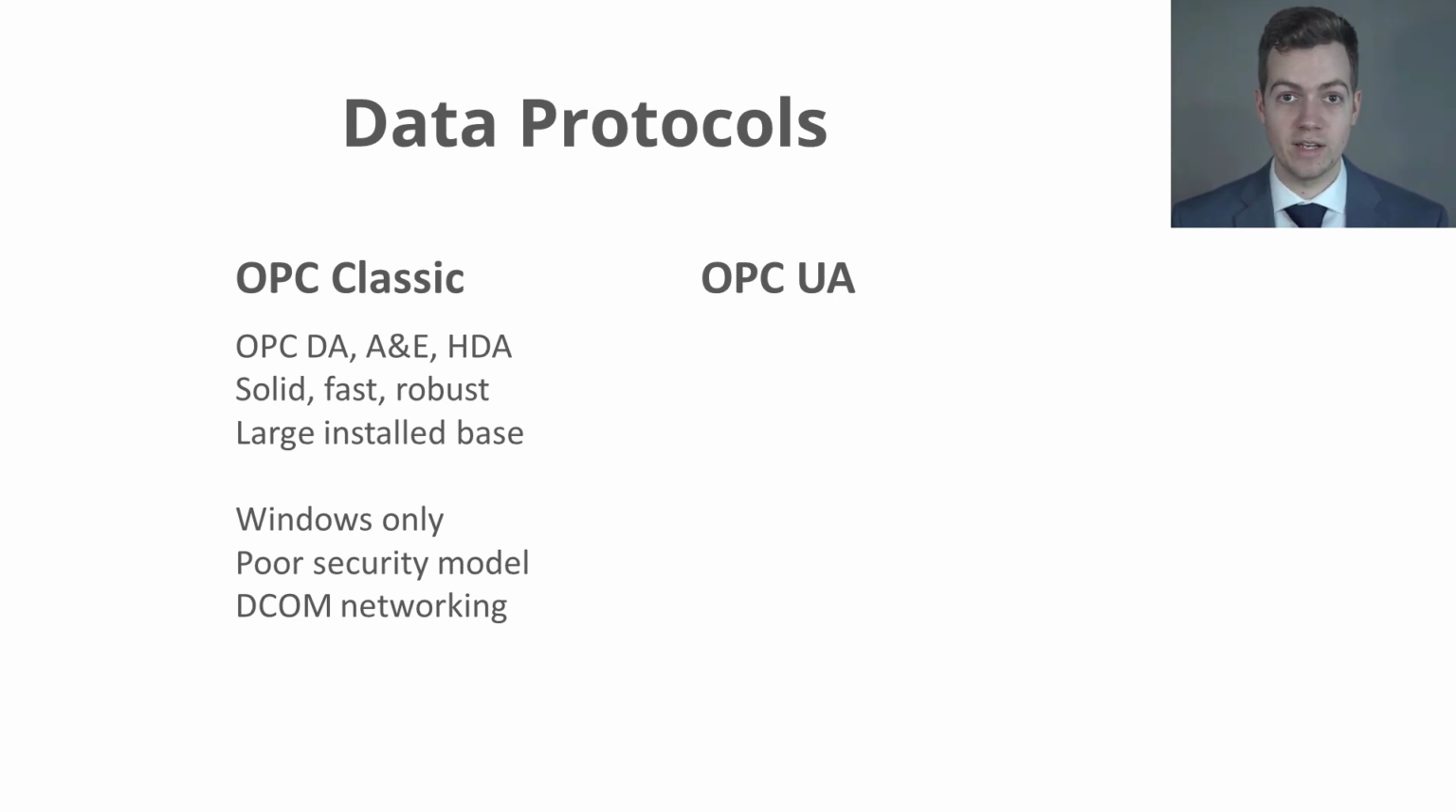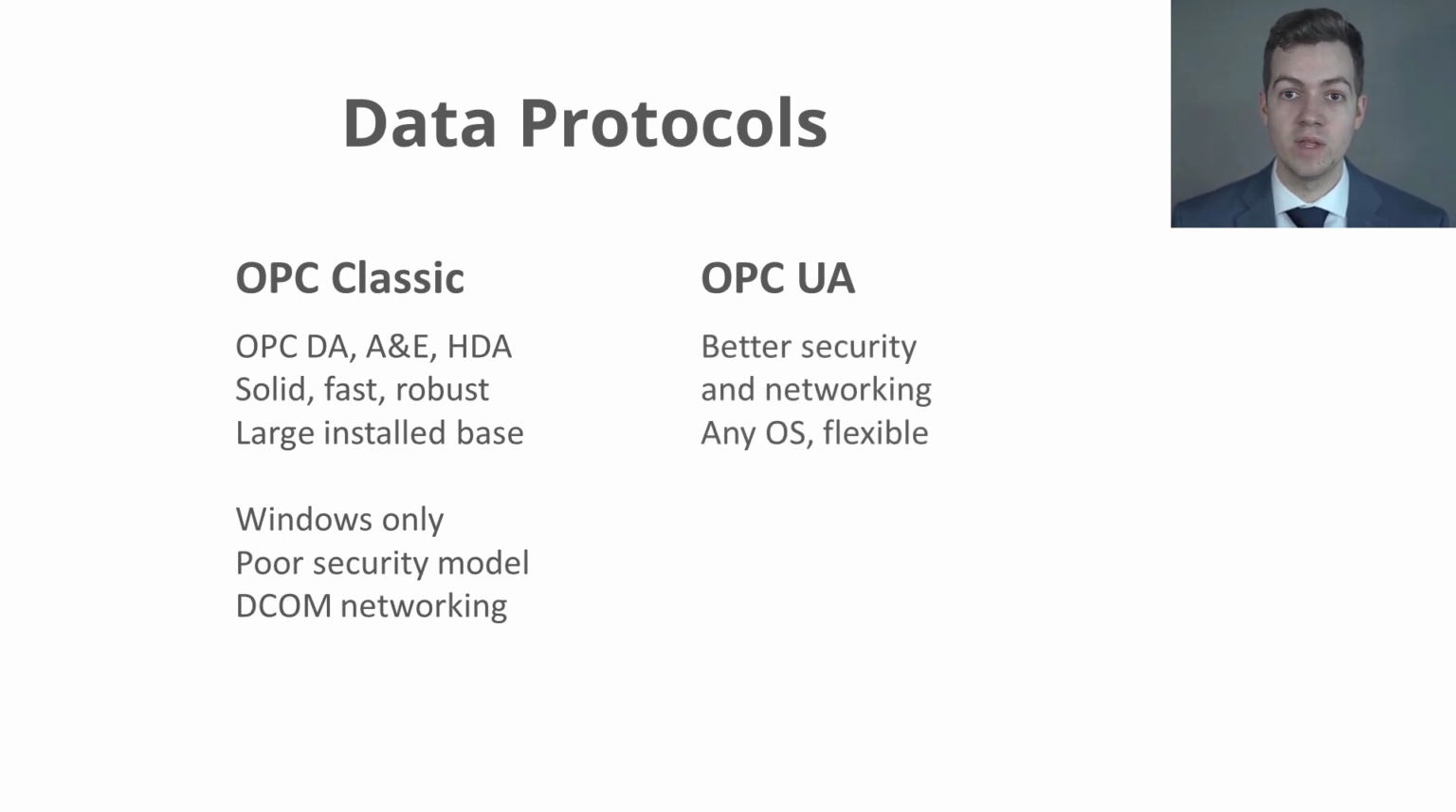OPC UA, on the other hand, has much better security and networking. It runs on many OSs, Windows, Linux, and more. It can be built into PLCs and is extremely flexible. However, it is quite complex, and it requires opening a firewall port to access data.